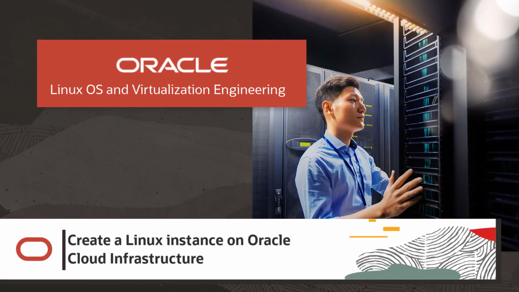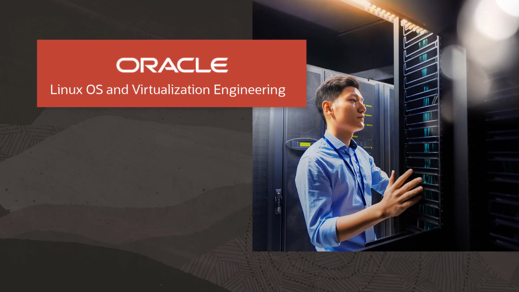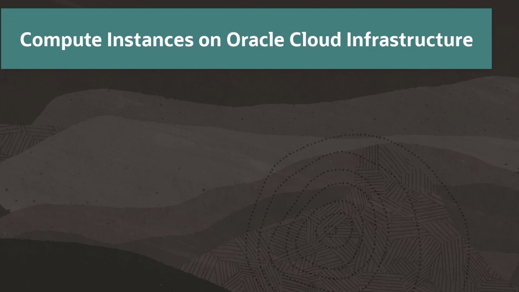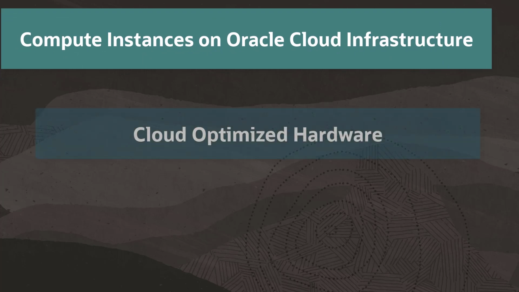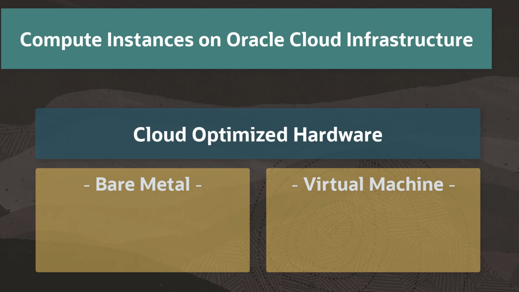Hello, and welcome to this video demonstrating the creation of an Oracle Linux instance on Oracle Cloud Infrastructure. All Oracle Cloud Infrastructure compute instances run on cloud-optimized hardware. When creating compute instances, there are options available for the types of hardware used, bare metal or virtual machine.